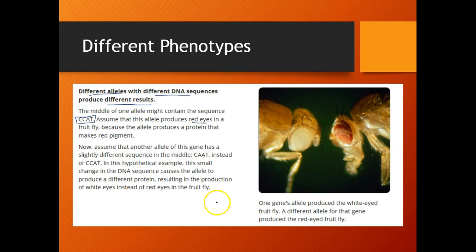Now, there is another allele for this gene. Instead of having CCAT, let's say that it has the sequence CAAT. Okay, so it has just one nucleotide change, the second nucleotide in the sequence. And just from that one nucleotide change, it results in white eyes instead of red eyes. So you see here, there's a different sequence in the DNA which produces different results. One red eyes and the other one white eyes.